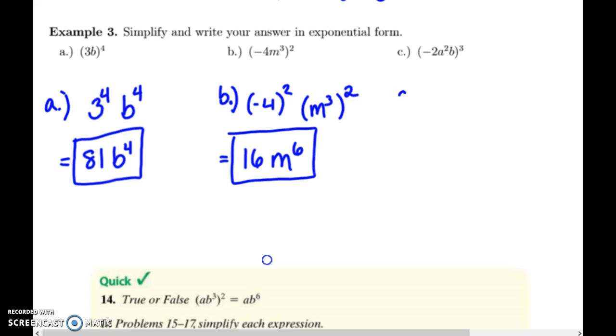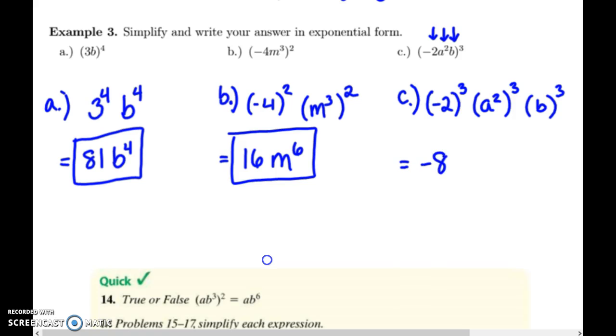And last one, part C. Now we need to cube each of these factors. I'll write each one cubed, but you might want to skip this step since it's a lot of writing. So negative 2 to the third: if you raise a negative 2 to an odd exponent, it stays negative, right? Negative 2, negative 2, negative 2, you have 3 negatives, so negative 8. 2 times 3 again, we have a to the 6th, and then just b to the 3rd.